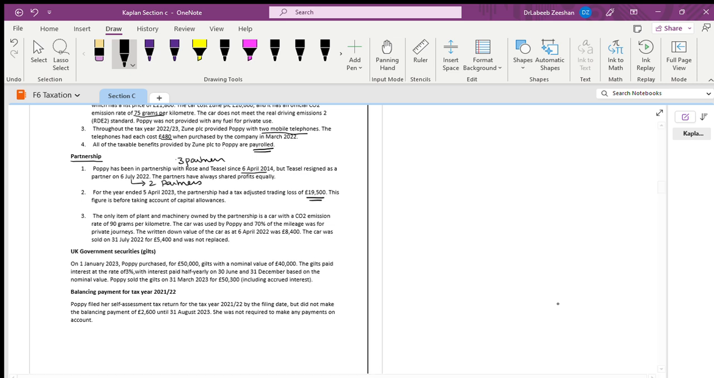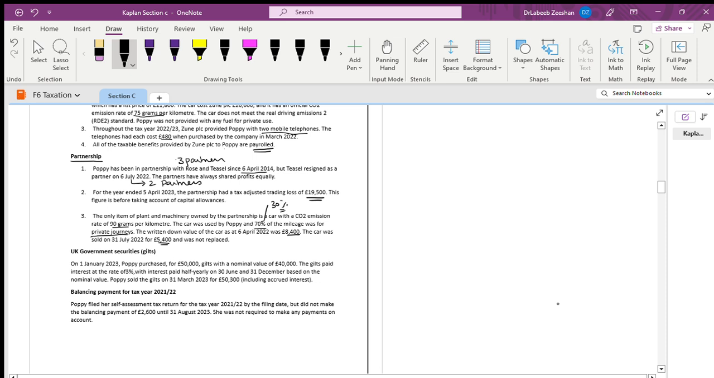In the capital account, the only item of plant and machinery owned by the partnership is the car with carbon emission of 990 grams. The car is used by Poppy and 70% of the mileage is used for private journeys. Means we have to take only how much? 30% only. The written down value of the car is 8,400. The car is sold for how much? 5,400.